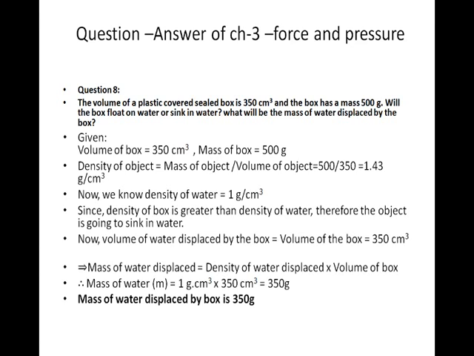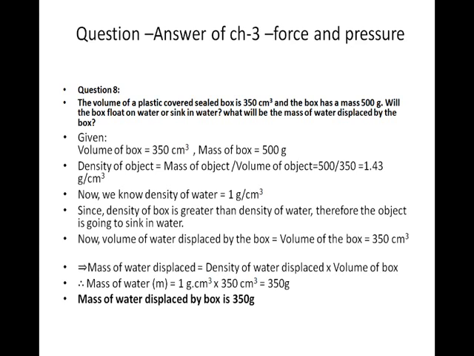So the volume of the box is given, 350 centimeter cube, and the mass of the box is 500 gram. So the density of the object is equal to the mass of the object by the volume of the object, which is equal to 500 by 350. The value will be 1.43 gram per centimeter cube.